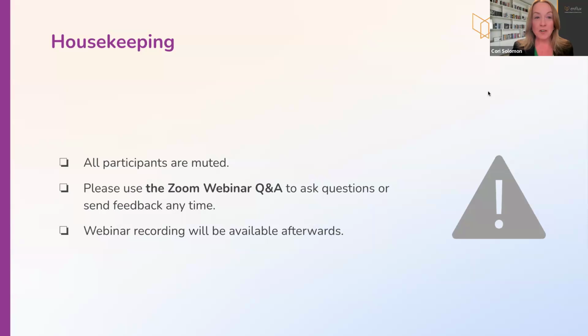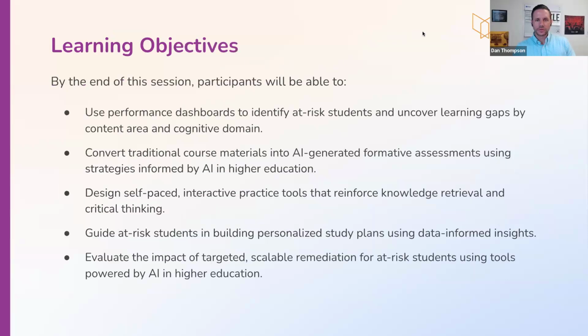I'm going to turn it over to Dan to overview what we're learning about today. All right. Thanks, Cori. Our objectives today, I'm trying to keep them pretty specific to what we're going to hit, and we're actually going to follow this flow throughout today. As Cori mentioned just briefly when she was asking you all to share who you are and some of those challenges, there are different parts of this process that can be challenging that we're going to talk through today. One, we're going to start with the dashboards and how we can identify not just the at-risk students, but the specific areas in which they're struggling.